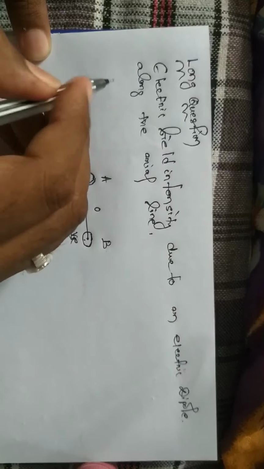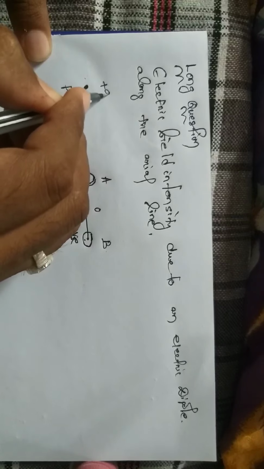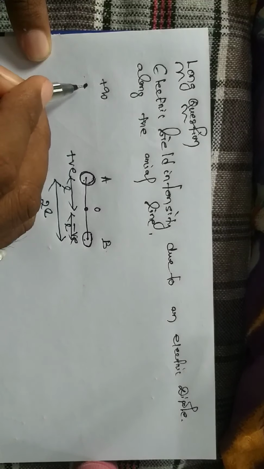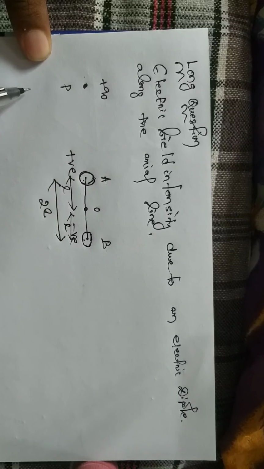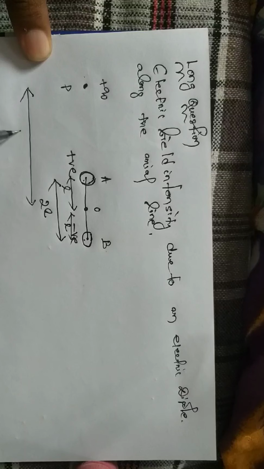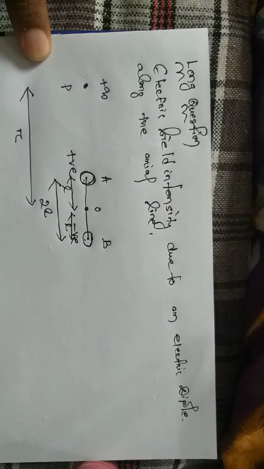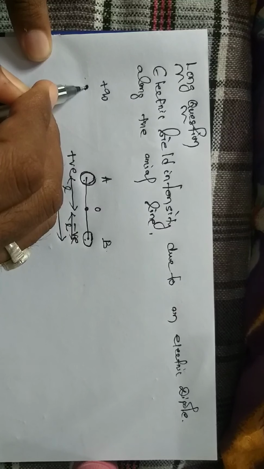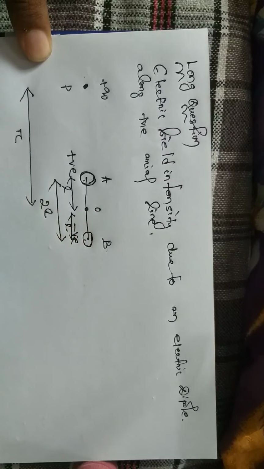Let us assume a test charge, that is plus Q naught charge, which is placed at point P. Now that point P is at a distance r from the center of the dipole. Therefore, we have to calculate the electric field intensity at that point due to an electric dipole.